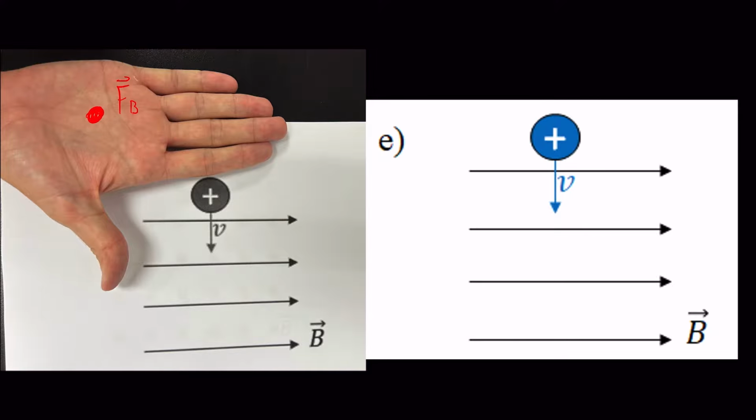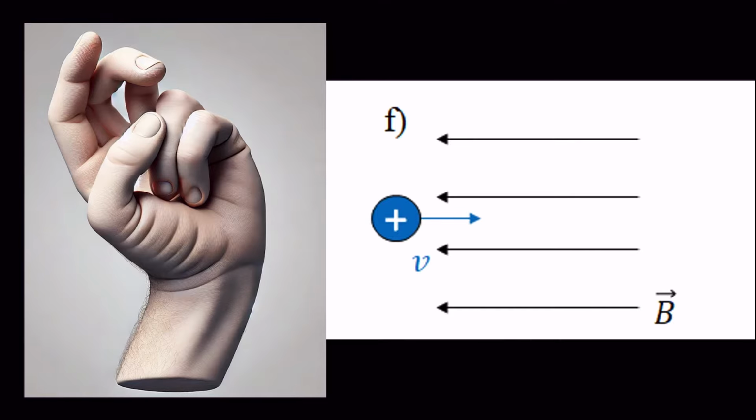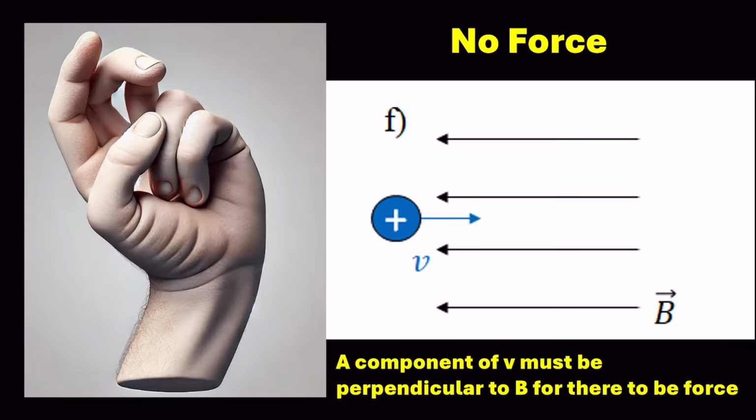The last one is not actually possible to do with the right-hand rule because the velocity is anti-parallel to the field. So in this case, there's no force. And in order for there to be a force, at least some component of the velocity vector has to be perpendicular to the field vector.